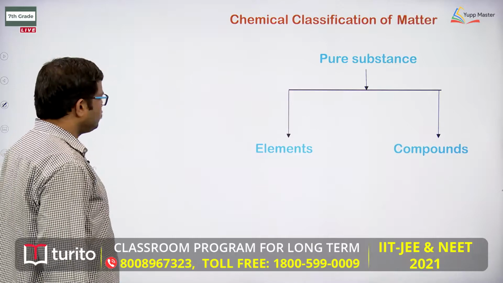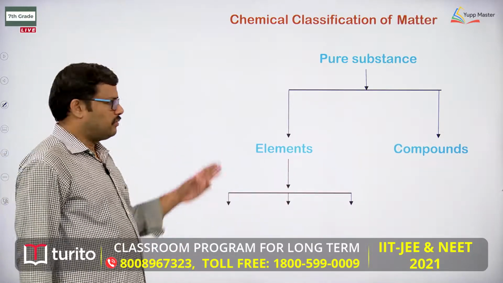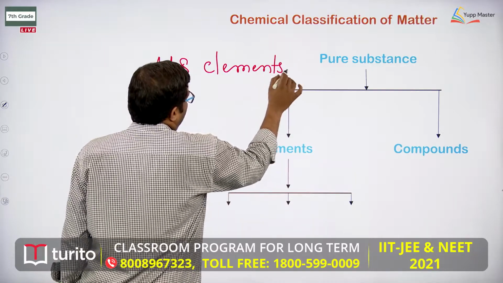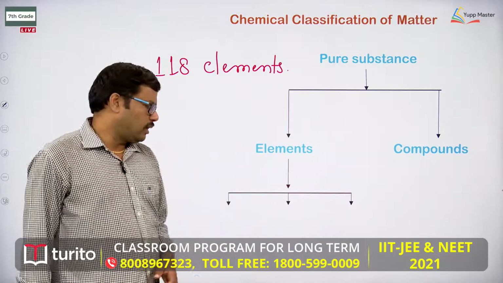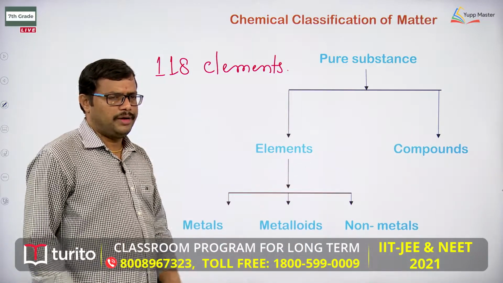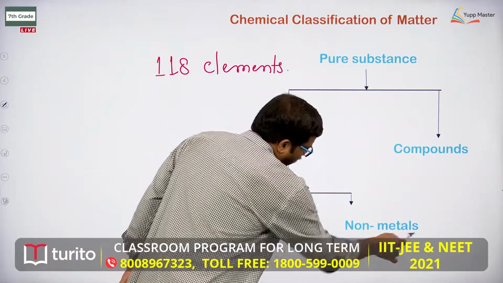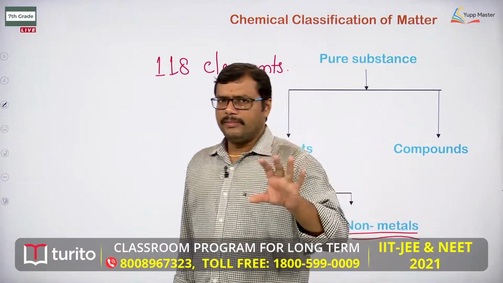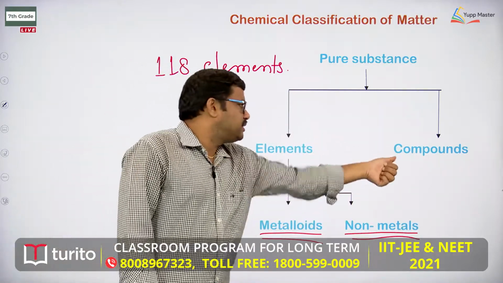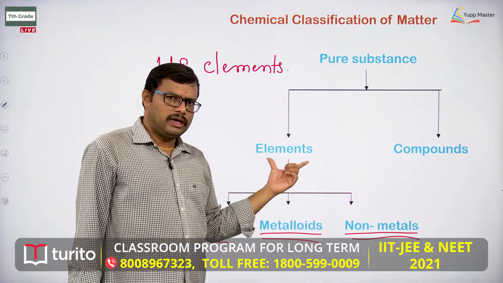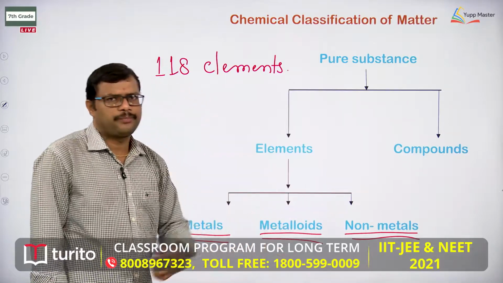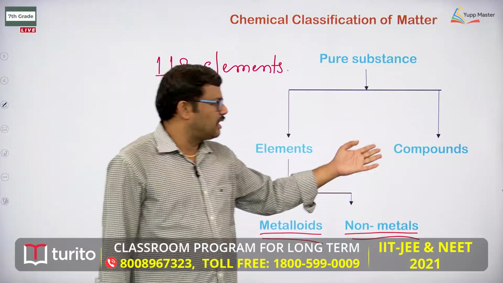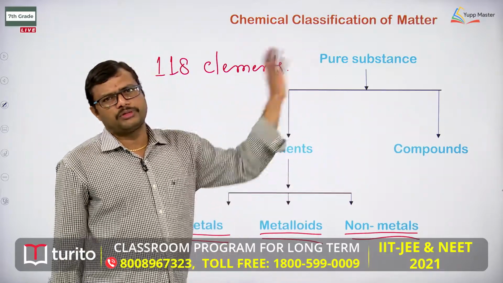Again, if you observe, the elements are categorized. As I told you, we have 118 elements in the periodic table. So, these 118 elements which are present in the periodic table can be categorized into three groups again. What are they? Metals, metalloids, non-metals. Okay. So, pure substance is further divided into two categories, elements and compounds. Compounds are obtained by the combination of elements. Okay. And when you see elements exclusively, again they can be classified as metals, non-metals and metalloids. So, three categorizations are possible again for elements. Of course, we can have compounds, there is no further division in the case of compounds. Okay. So, this is how we can categorize the pure substance.